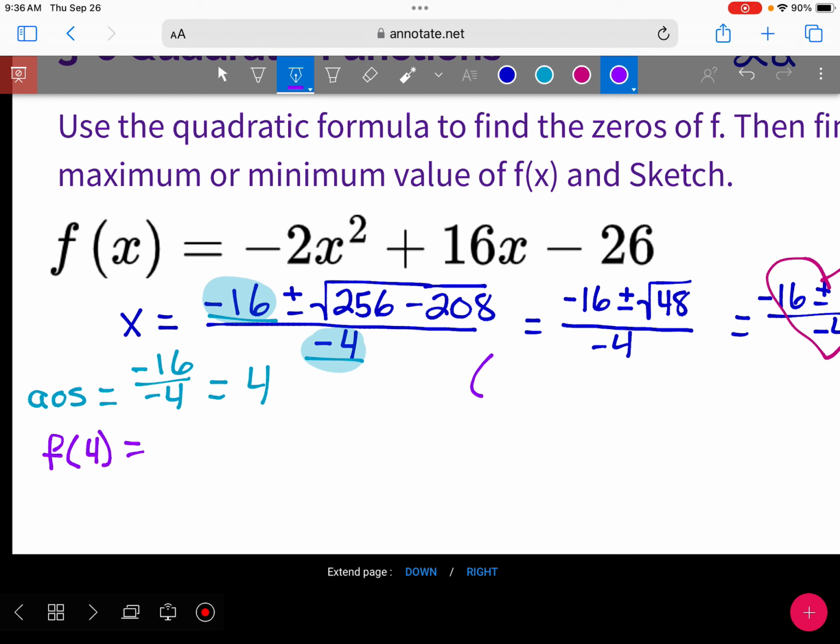To find our y value for our vertex, we're going to have our 4, comma, our negative 2 times 4 squared. I'm going to have our negative 32 plus 16 times 4, bring us 64, minus 26. Should be 6.